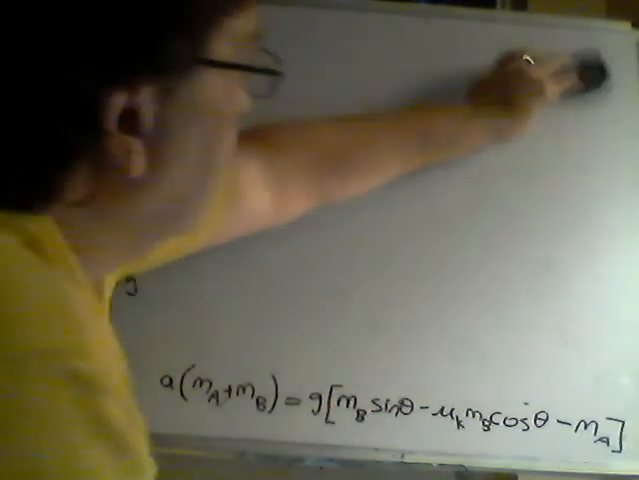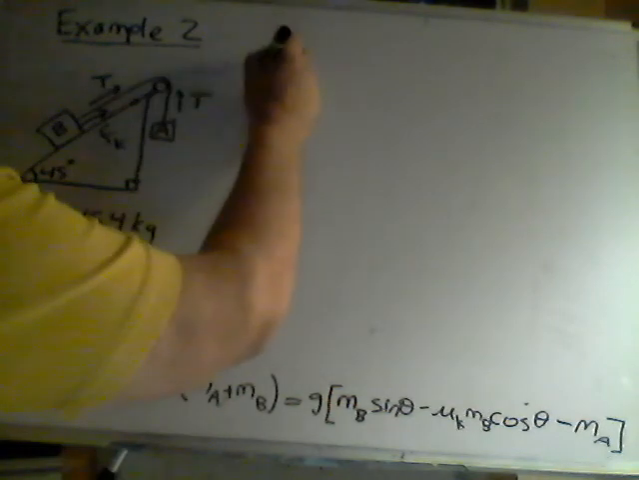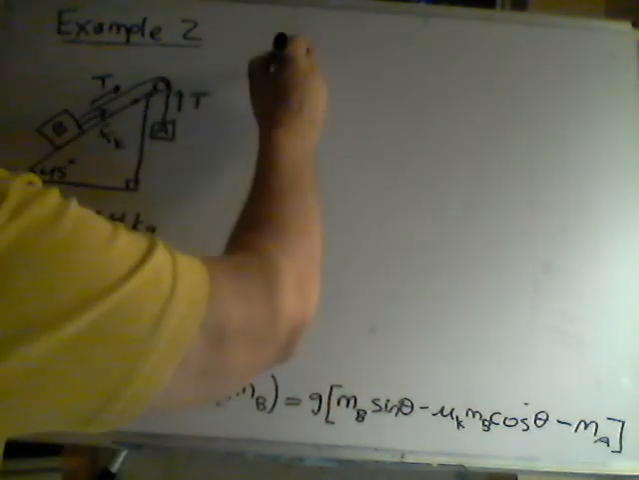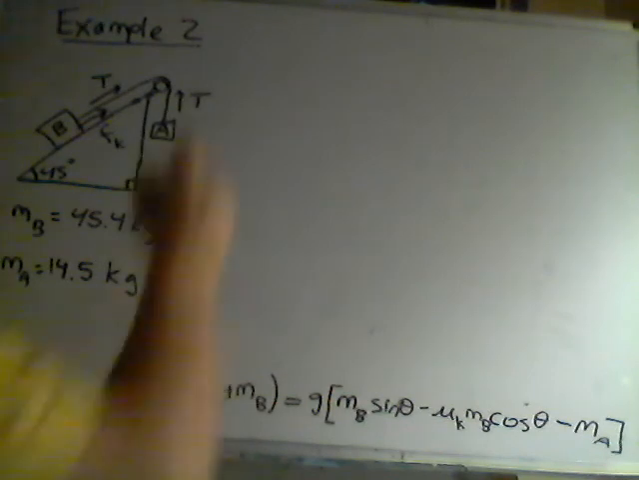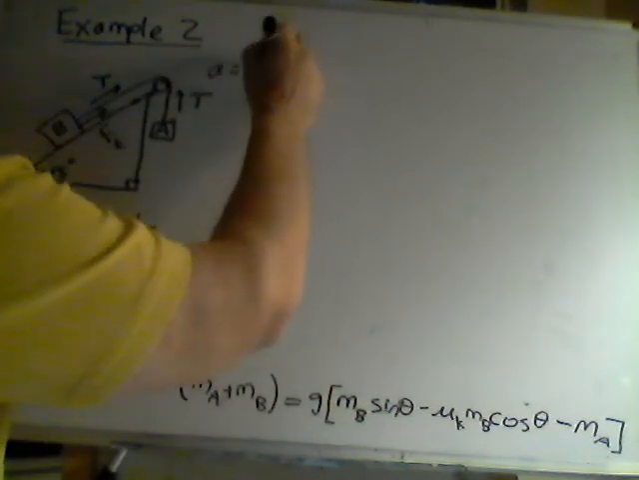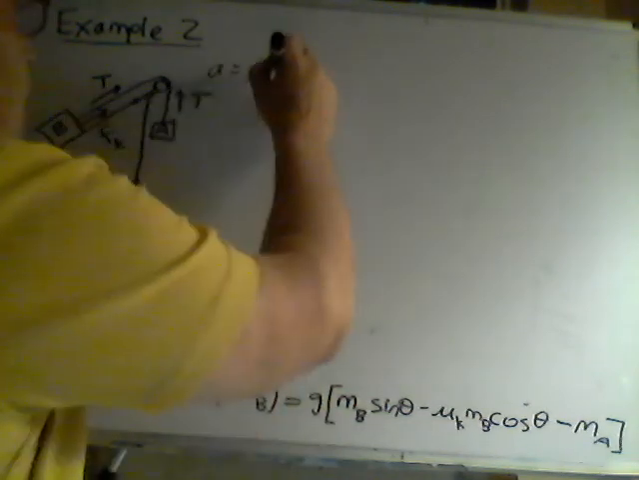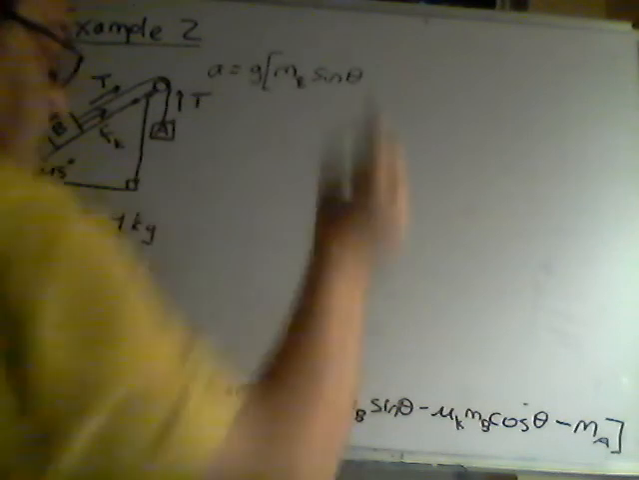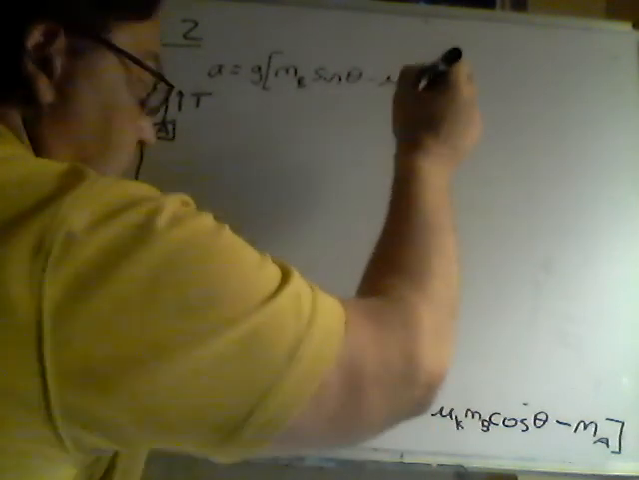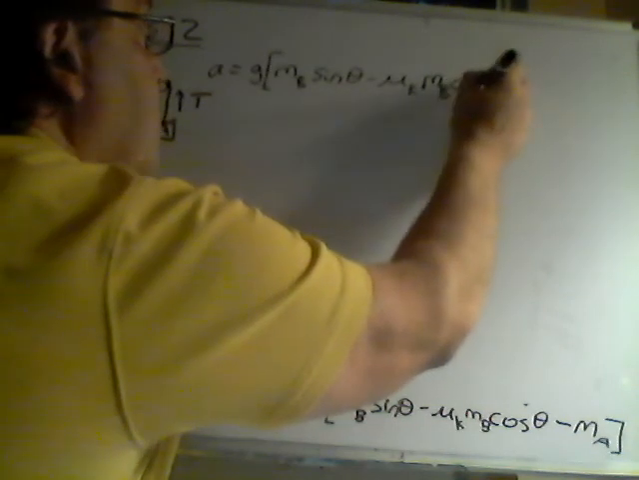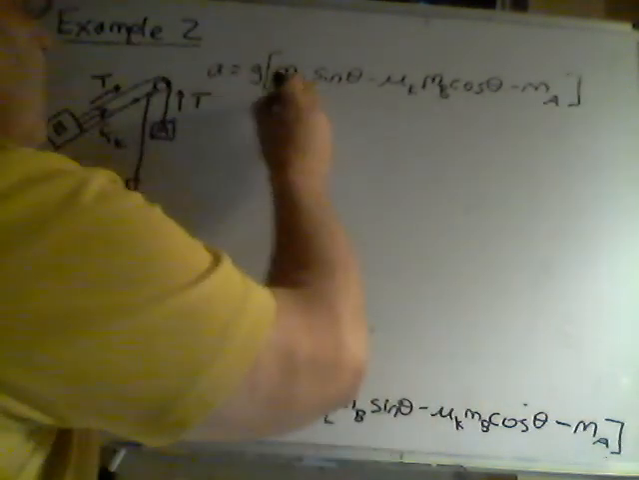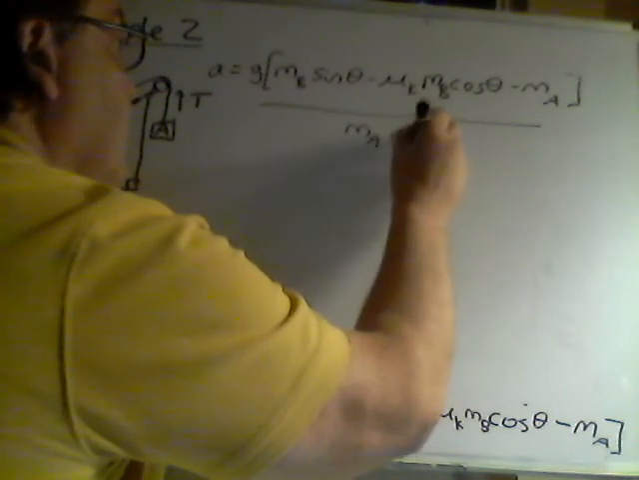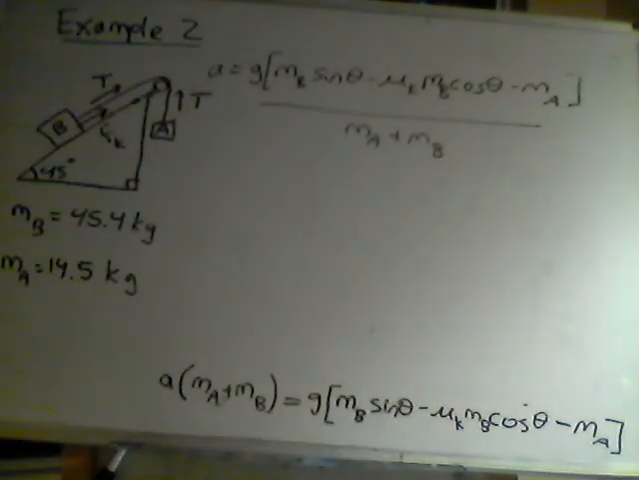All right. Let's see here. So final equation. A is equal to G, write it a little bit more, I just, real estate is the thing here. So A equals G times bracket M sub B sine of theta minus mu sub K M sub B cosine of theta minus M sub A, all divided by M sub A plus M sub B. Again, a lot similar looking to the other two parts. Now all that's left to do is to actually plug in values.